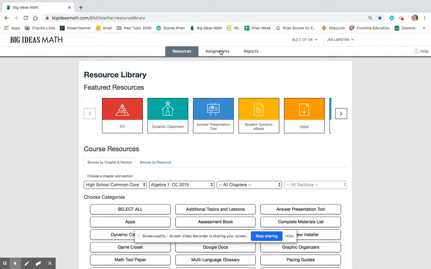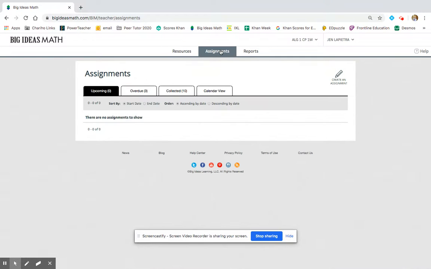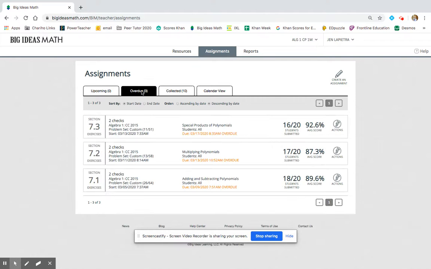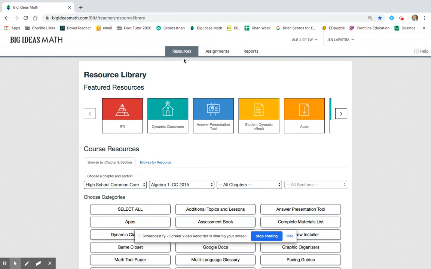We're used to going to the Assignments tab. For my classes right now, we don't have anything upcoming, but we do have a few students that owe some. So always double check that overdue tab. But for today, we're going to go back to the Resources tab. And under the Resources, I want you to find the icon titled Student Dynamic eBook.